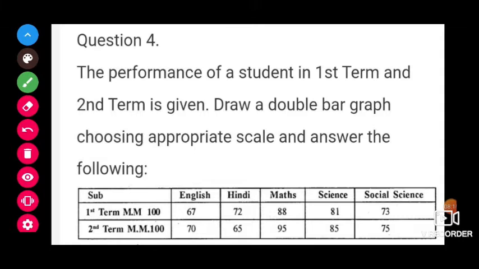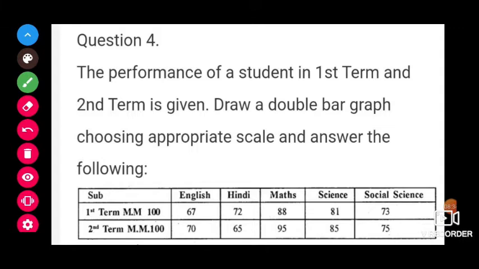For example, the subject English. For English, normally 67 marks means we would draw one bar. But now we have to use 2 bars next to each other. One bar will show the first term and the second bar will show the second term. That's it. And choosing a scale, everything is the same.